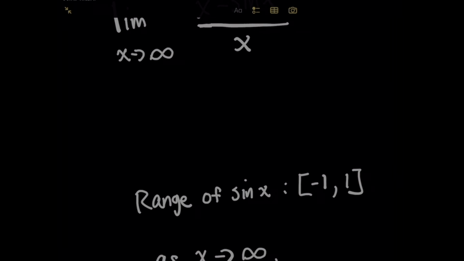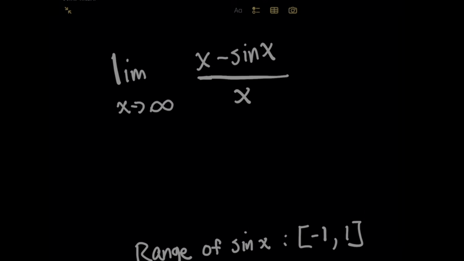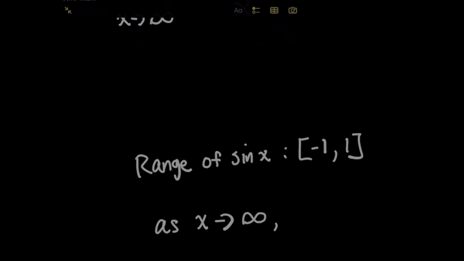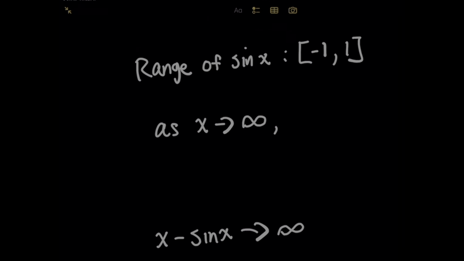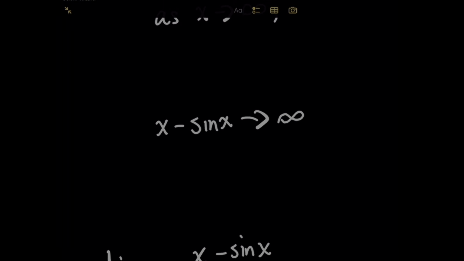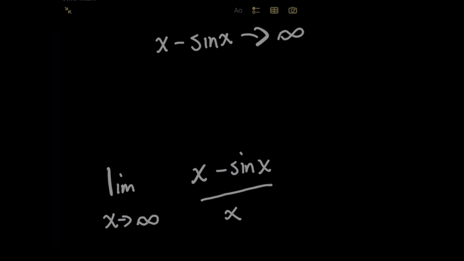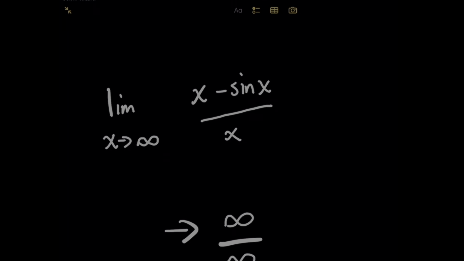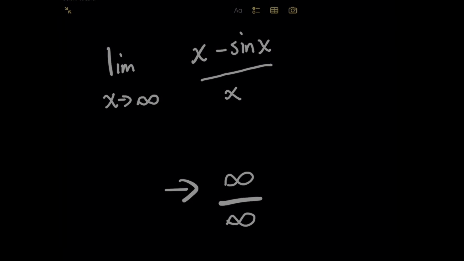And if you remember, when you have x minus something that is fixed, when x is large enough, that something, that constant, or in this case sine of x, is essentially insignificant and goes away. What this means is that with the original limit then, x minus sine of x also approaches infinity. And so with the limit as x approaches infinity of x minus sine of x over x, this leads us to see that this limit approaches infinity over infinity.